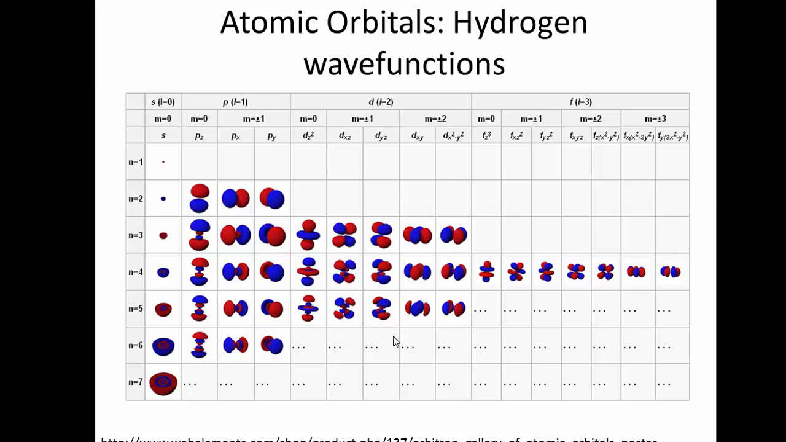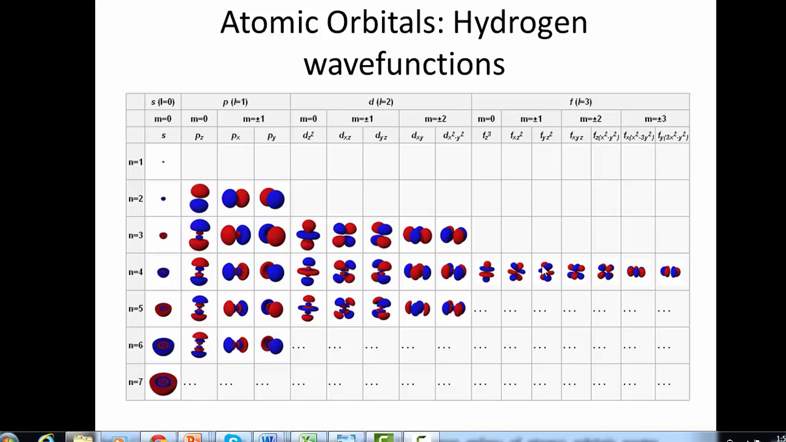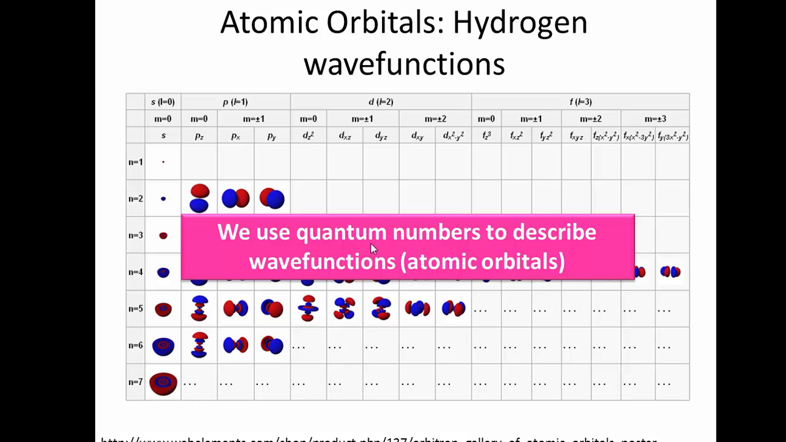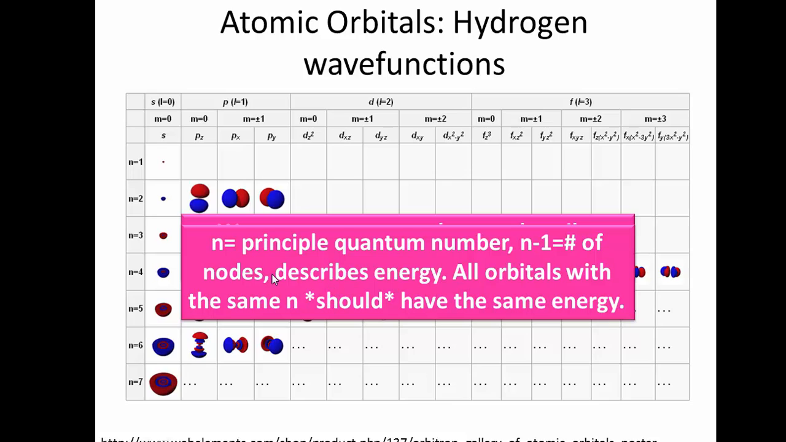Okay, so last time we talked about how the Schrödinger equation can be used to solve for all of the wave functions for all the different energy states for the hydrogen atom. We used quantum numbers to describe the wave functions, and the principal quantum number told us the energy state. So it told us the number of nodes, n-1. And that should lead us to believe that all orbitals with the same principal quantum number, or n, should have the same energy. And for the hydrogen atom, that's true.